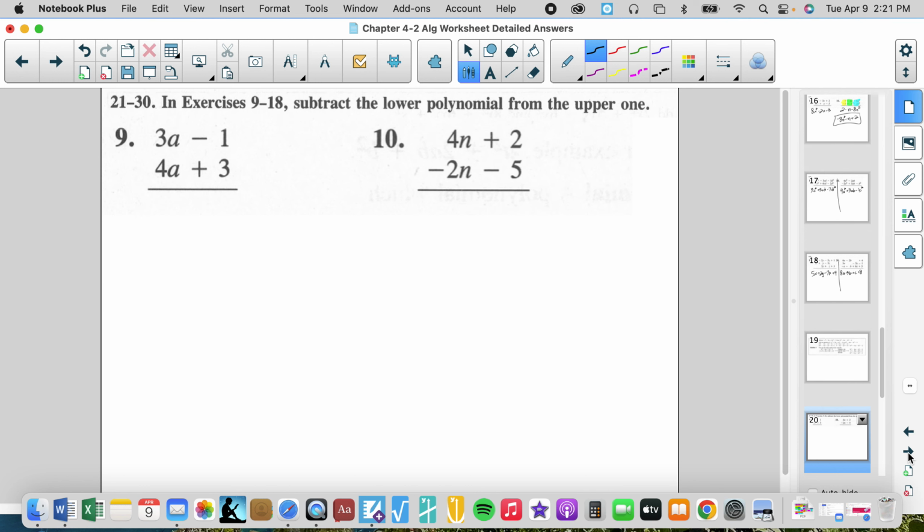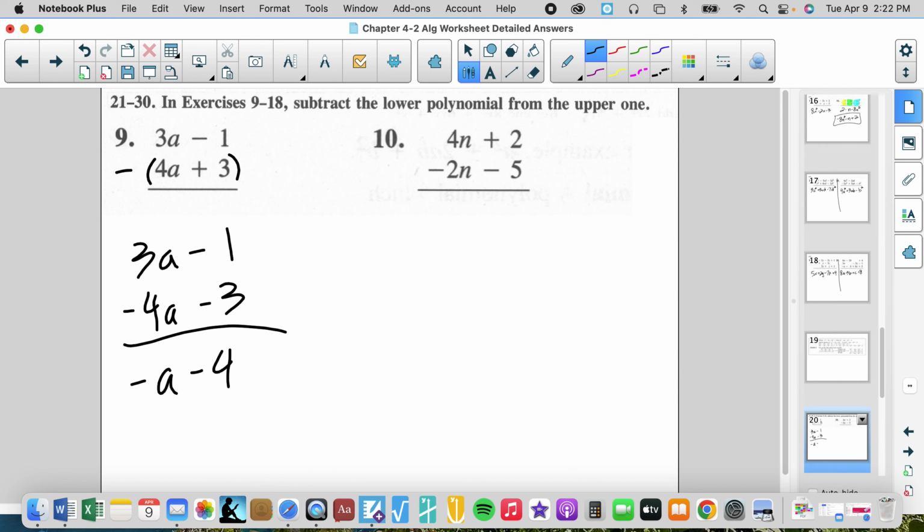So subtracting. So this is tough. So we're going to subtract the lower from the upper, so if we subtract it, we're sort of saying this. So this is really 3a minus 1 minus 4a minus 3. And then I'm going to combine them. So I get negative a minus 4. It's not the easiest way. I don't like this. You really rarely find this. But we're going to do it in this fashion because I feel like it's easier.